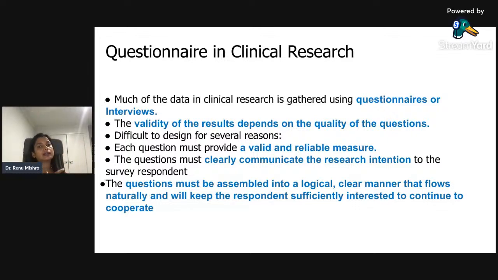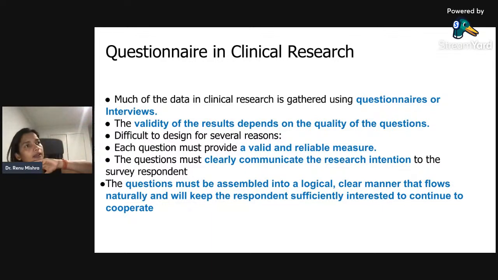Because in clinical research there are times when you are taking some clinical information from the respondents. My bad, I said researchers, I meant respondents. So the questions should clearly aim towards the research intention of the researcher. Research questions should be logically arranged. A flow should be there, and this flow should be there not only in clinical research, but in every type of questionnaire.